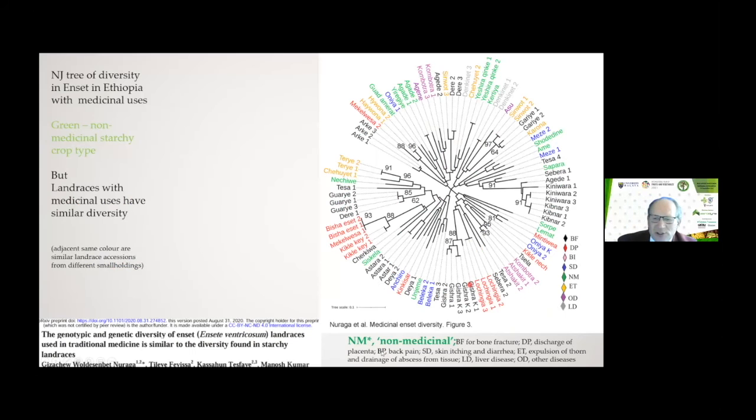And here you can see the whole range of uses that the Ensete is being put to, and the green ones are the starch varieties, and you can see those are all over this tree showing the relationships of the different species. So it's not that the domestication has selected a relatively small pool of variation in there.